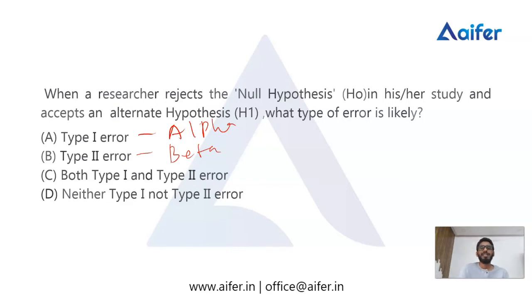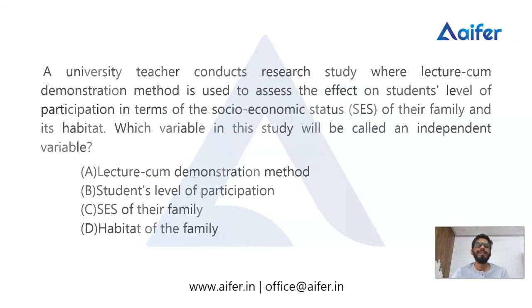Whatever it is, here they are asking about rejecting the null hypothesis. As we said, type 1 error means rejecting the null hypothesis when in fact it is true. So the answer would be type 1 error, which is alpha error. I hope you understand. Here the answer is type 1 error. Then let's move on to the next question.